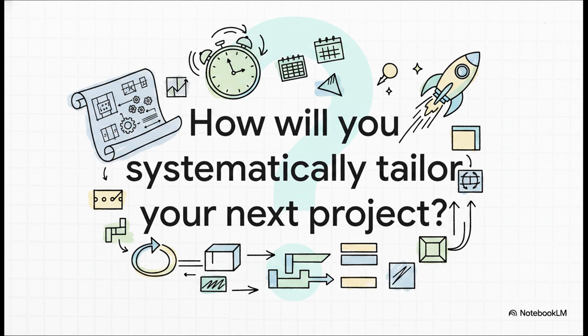Which leaves us with this final thought. You now deeply understand the blueprint, the overlapping systems, and the execution schedule. The PMBOK 7 framework is explicitly designed for incredible flexibility, but that means it requires strict intentionality from you. As your projects continue to evolve and grow more complex, how will you systematically customize this powerful modern system to drive real success in your next big initiative?